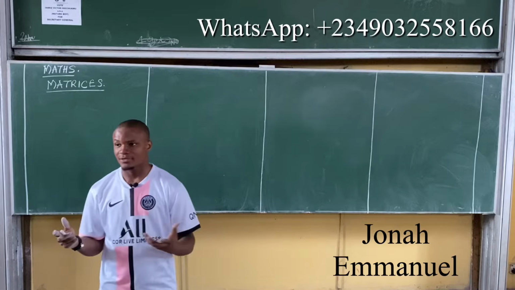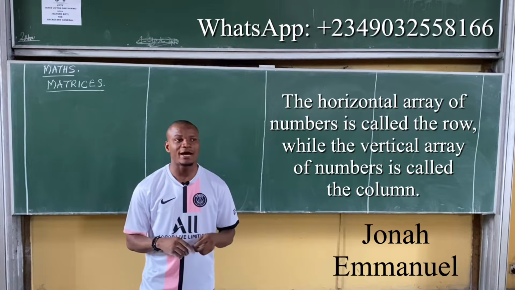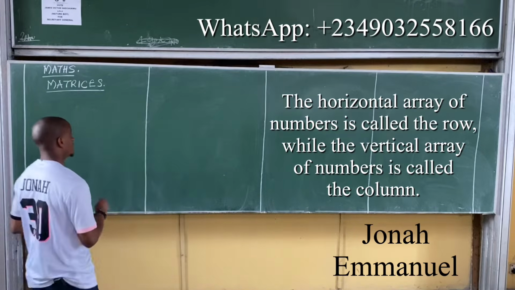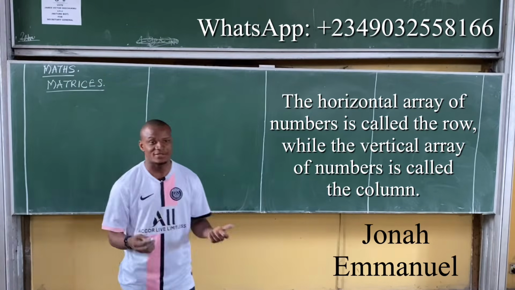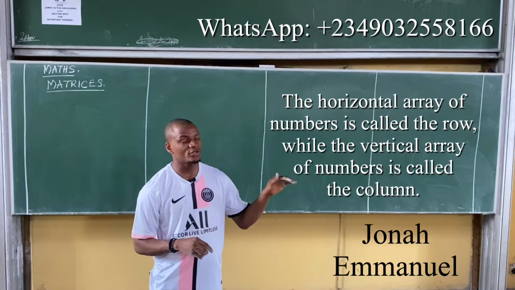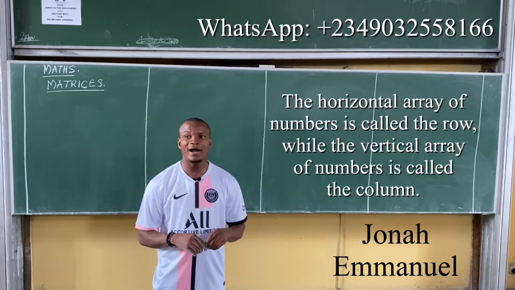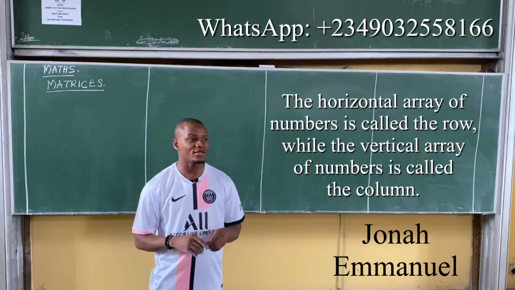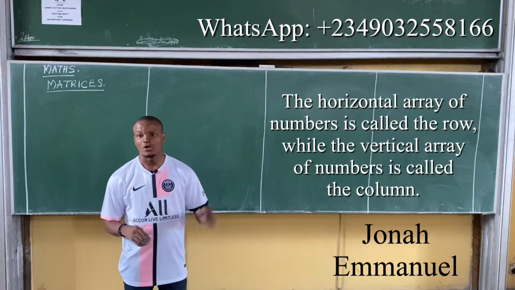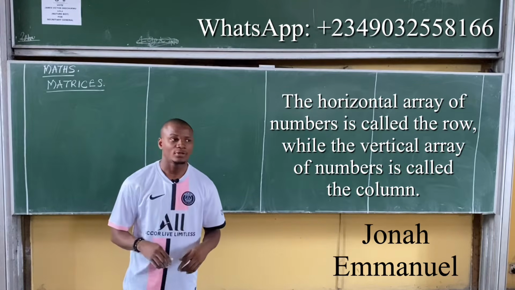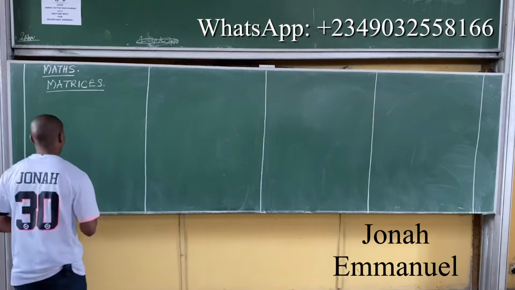For any given matrix, the horizontal arrangement of numbers is called the rows, R-O-W-S. While the vertical arrangement of numbers is called the column. Don't forget, please: horizontal arrangement is called rows, vertical arrangement is called column. That's it. Next up is dimension of a matrix.